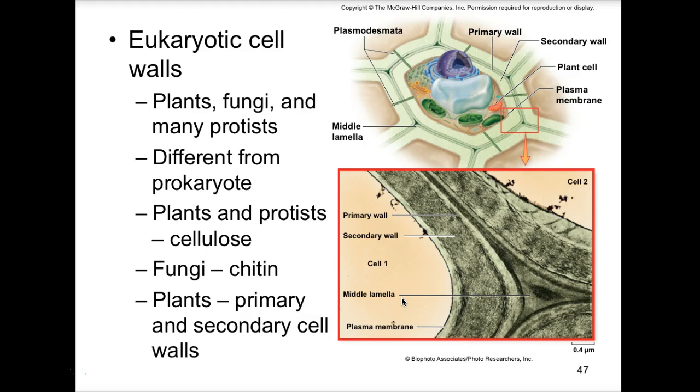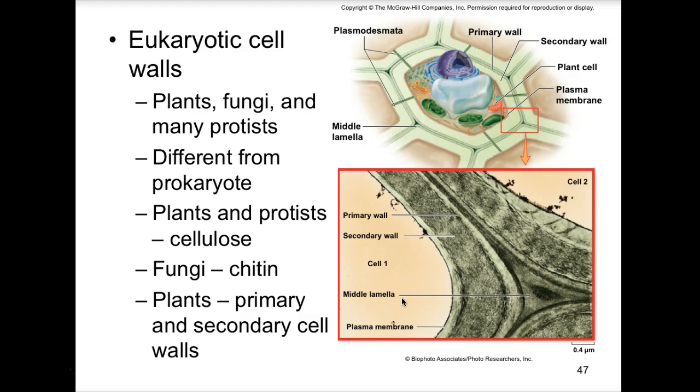All right, last thing for today, if we look at the eukaryotic cell wall. We have the plant cell wall. It's going to provide protection and support. Eukaryotic cell walls are in plants, fungi, and many protists. It is different from the cell wall that we see in prokaryotes.